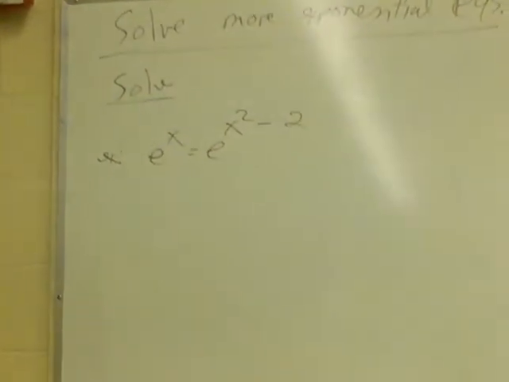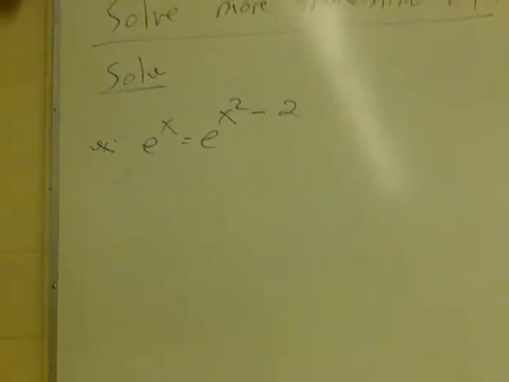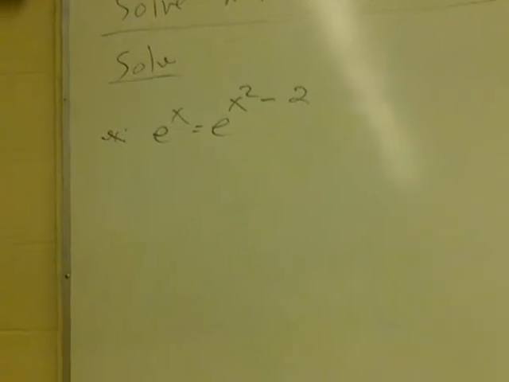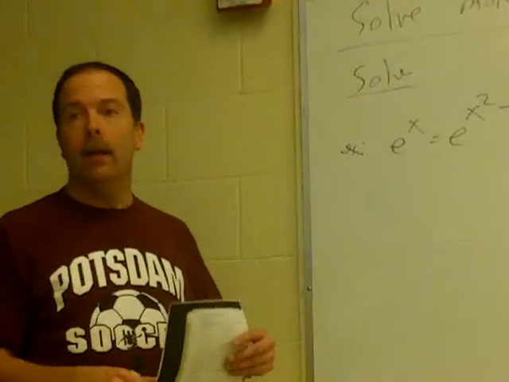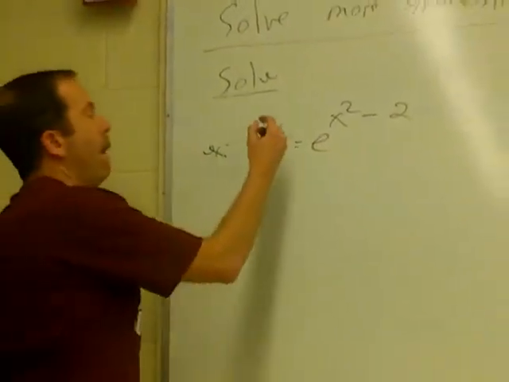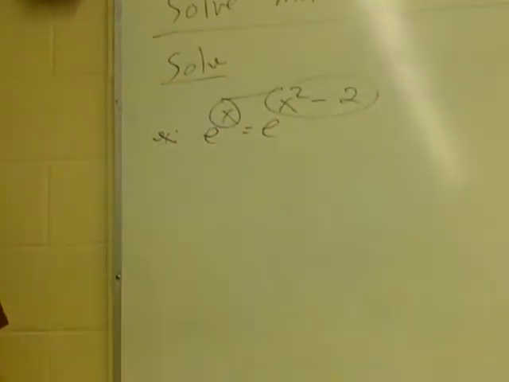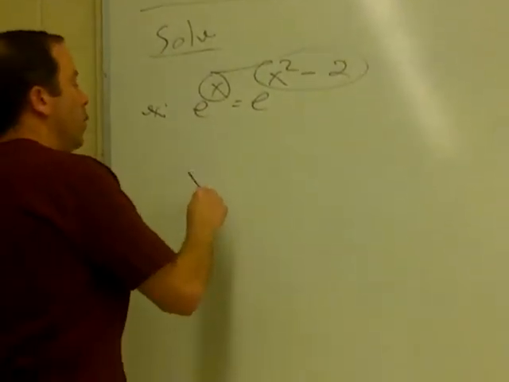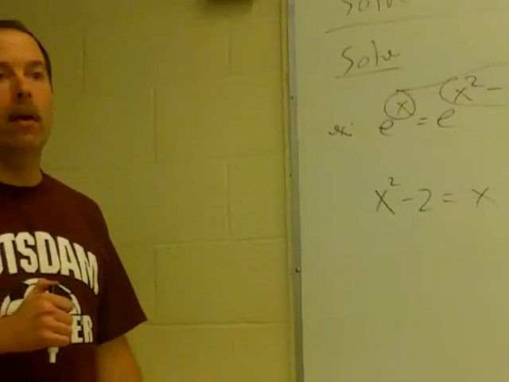This one's a little different than the other ones. Sarah already has an idea: you have to use ln. Either way is okay. The bases are already the same, therefore we can just set this side equal to this side, so x squared minus 2 equals x.